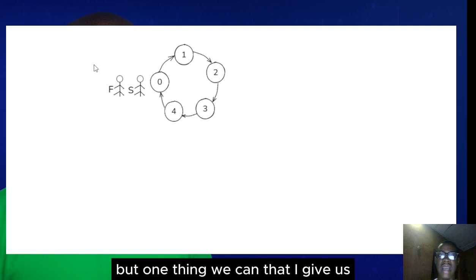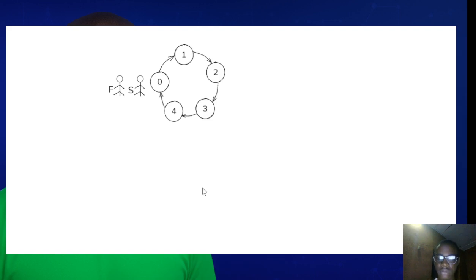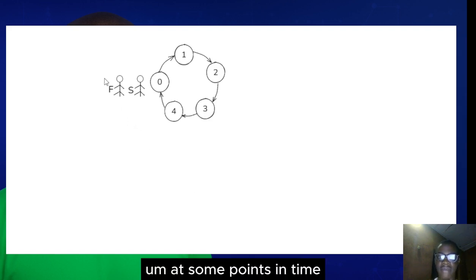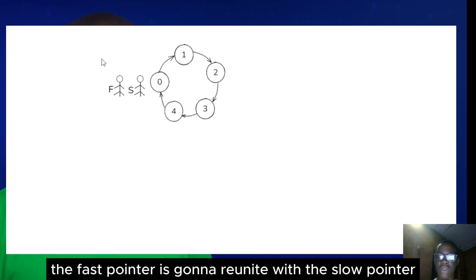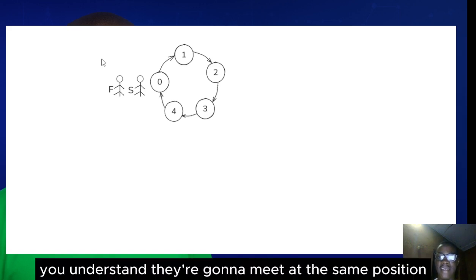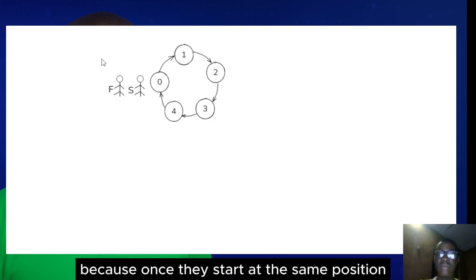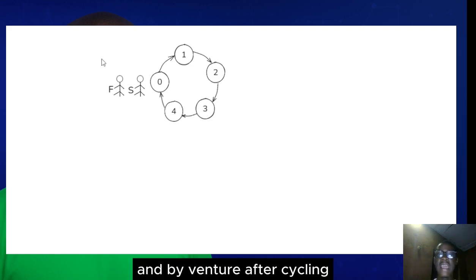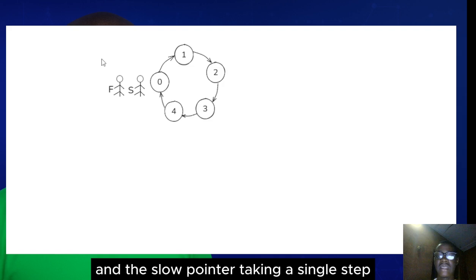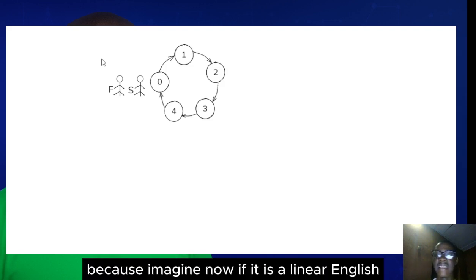But one thing that can give us a better clue is that the fast pointer, at some point in time, is going to reunite with the slow pointer, and they are going to meet at a node. You understand? They are going to meet at the same position, and that can give us a better clue that this is a cycle, because once they start at the same position, and after cycling, the fast pointer taking 2 steps at a time and the slow pointer taking a single step, if they should meet, definitely it is circular. Because imagine if it is a linear linked list, they will never meet.